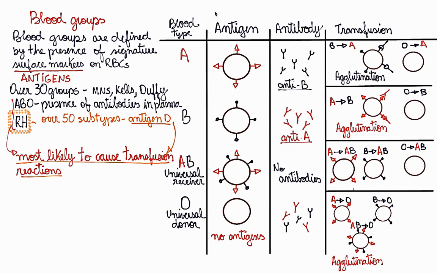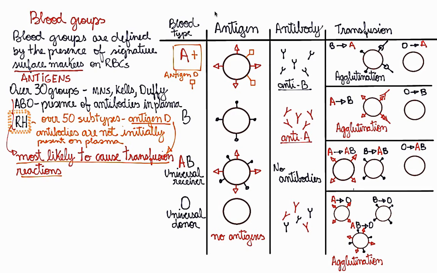The Rh group that is most likely to cause transfusion reactions is called the antigen D. In that case, the antibodies are not initially present in plasma. So different from the ABO system, in which the person is pretty much born with the antibodies in plasma, in the Rh group they are not initially present in plasma. So that would change things slightly here.